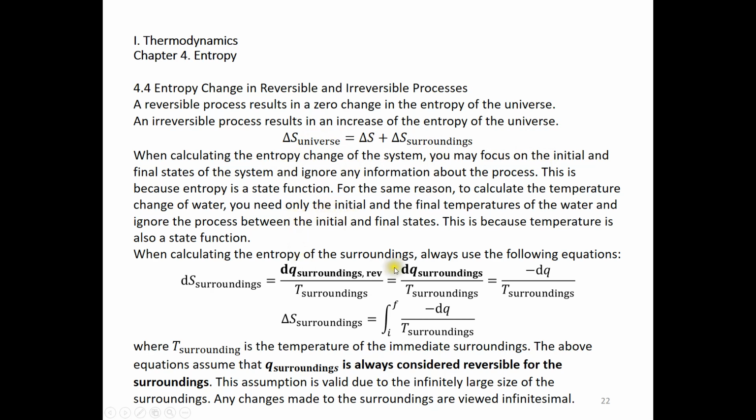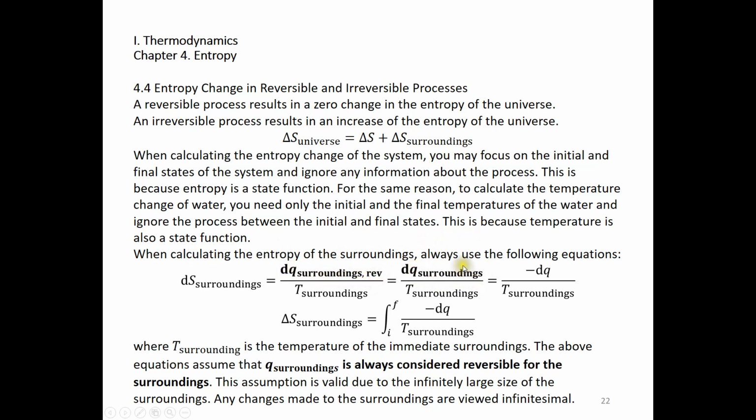However, when we calculate the entropy of the surroundings, there's something slightly different. We should always use this equation. In this equation, we're going to assume this Q of surroundings is always reversible. So that means when we calculate this dS surroundings, we should use the definition of entropy, which is dQ surroundings reversible over T surroundings. However, because the surroundings is infinitely large, this is the rest of the universe, we're going to assume whatever happens to the infinitely large surroundings is reversible. And therefore, we can simply drop this reversible, because any dQ surroundings is dQ surroundings reversible.